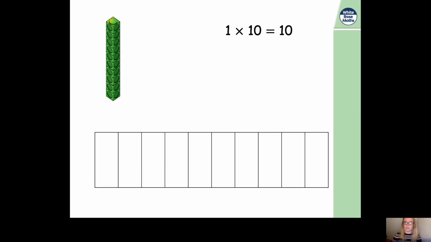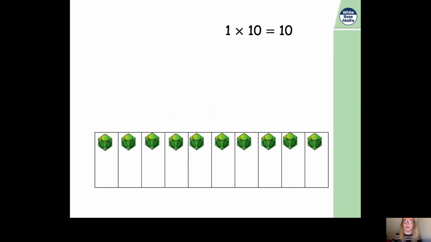Now, let's share these cubes into 10 groups and find out how many are in each, because that's going to be our number after the equal sign. So how many are there in each group when we've shared the 10 cubes out? Yes, you're right. There is 1 cube in each group. So we can write 10 divided by 10 equals 1 because we had 10 cubes and we shared them into 10 groups. There is 1 in each group.